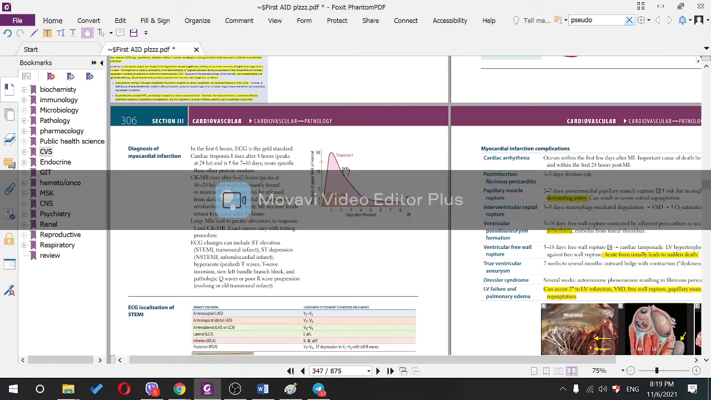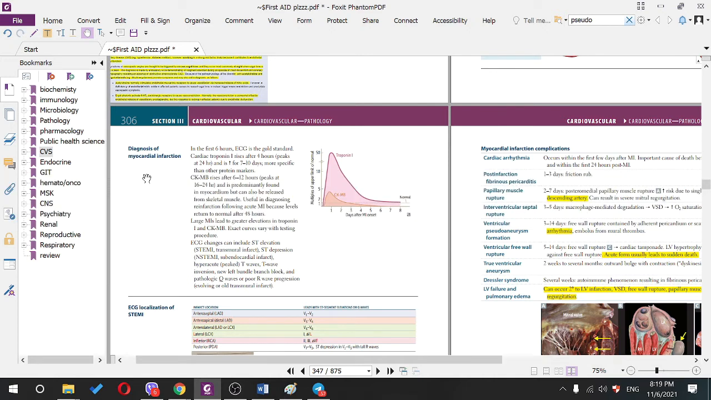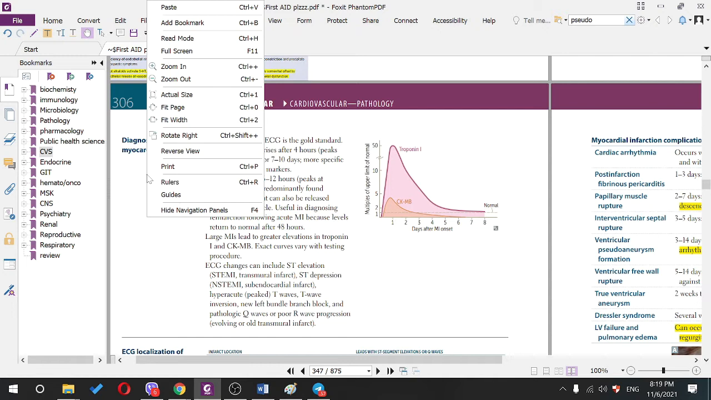So you have to check the CKMB. Why? Because CKMB rises high and then goes back low really, really quick. So it goes high quick, goes down quick. So you can see here the following.